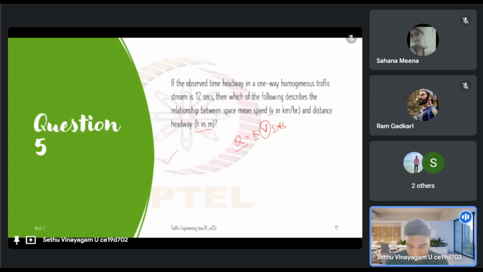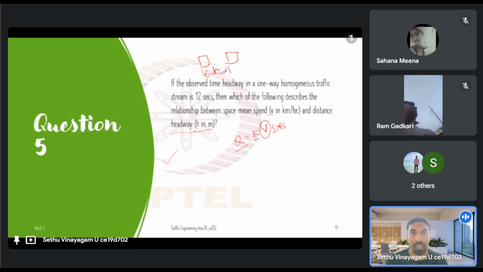What we are given is the distance headway. So what is distance headway? It is basically the distance between the corresponding points of successive vehicles. So this distance, from the front bumper to the front bumper, is h, and this value we know. We can assume that this is constant.